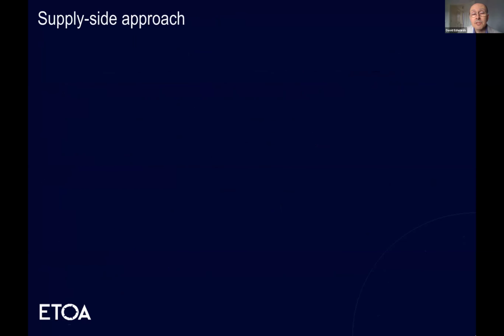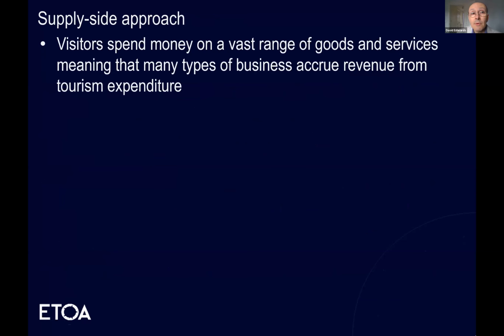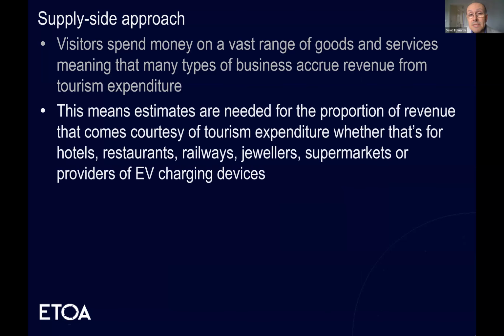What about the supply side approach to measuring tourism expenditure? Here we need to bear in mind that visitors spend money on a vast range of goods and services when they're traveling for a tourism trip. And that, of course, means that many different types of business accrue revenue from tourists when they're spending money. This means that estimates are needed for the proportion of revenue that comes courtesy of tourism expenditure, whether that's for hotels, restaurants, railways, jewelers, supermarkets, or EV charging devices.